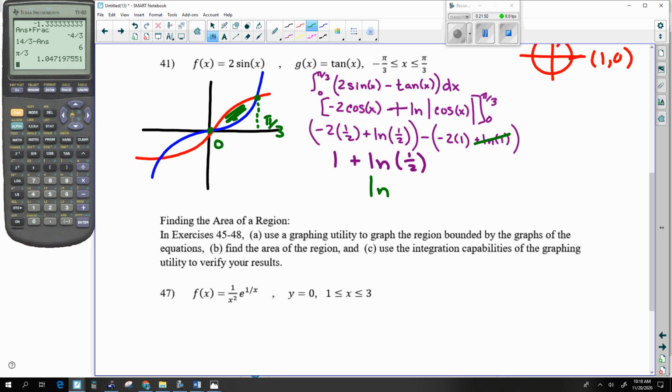So this is the same thing as saying ln of 2 to the negative 1. And when you have these exponents, they can come up front. So this is the same thing as saying negative 1 ln of 2 right here. So how they are probably going to make this answer look, they'll probably say this is 1 minus ln of 2.